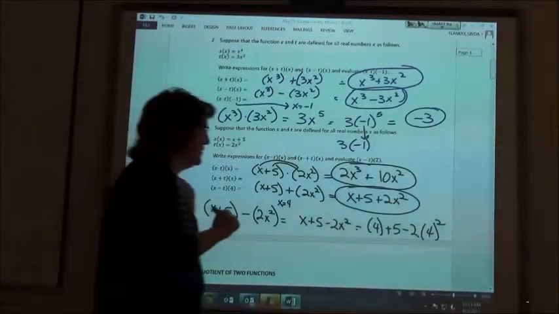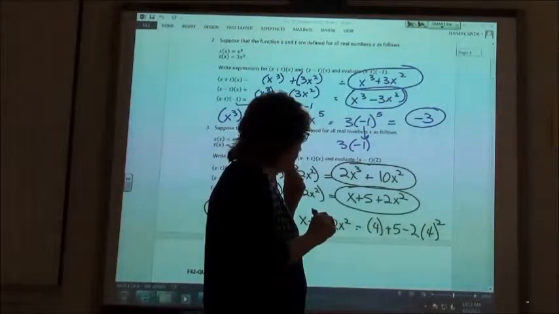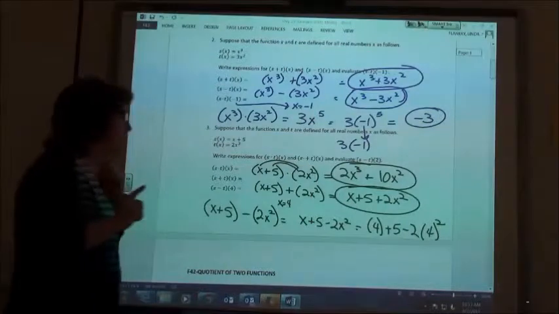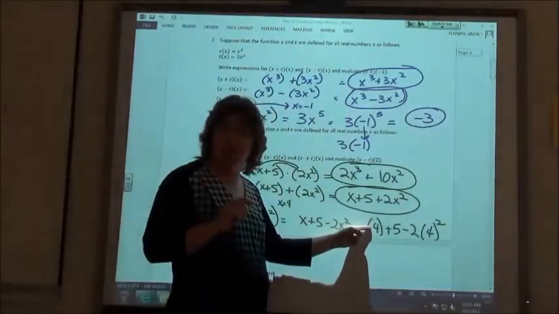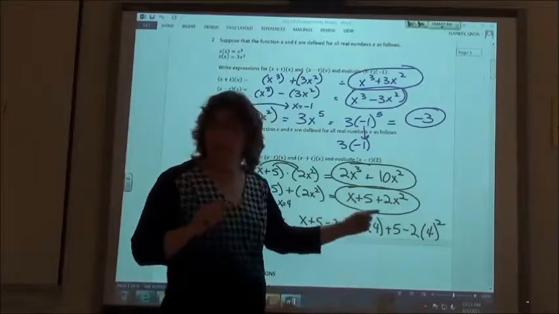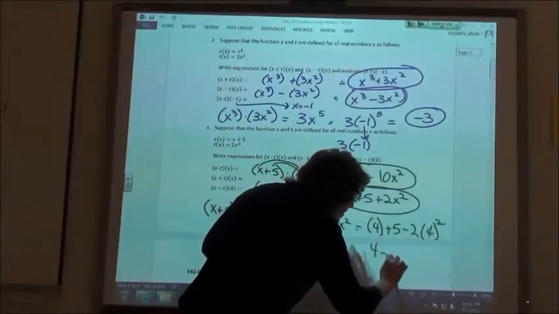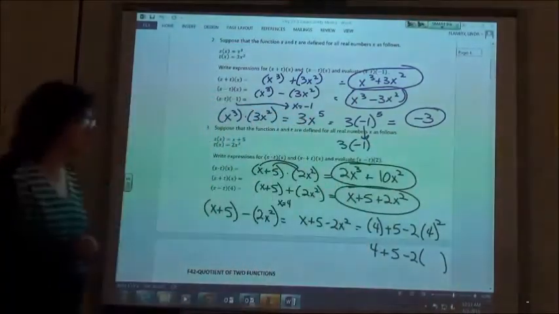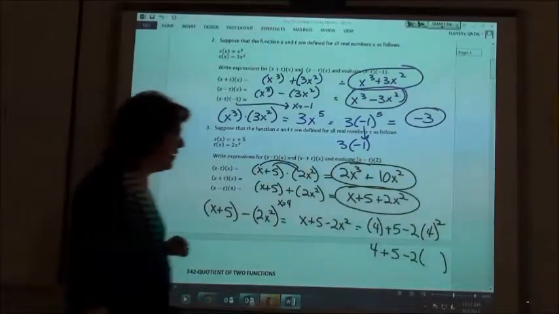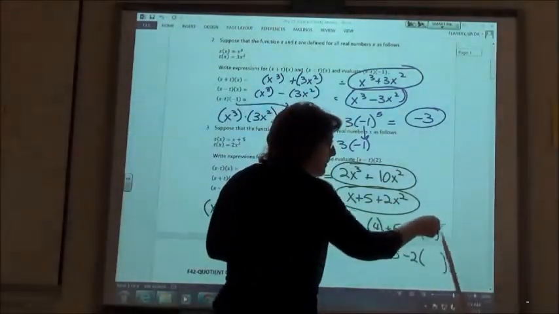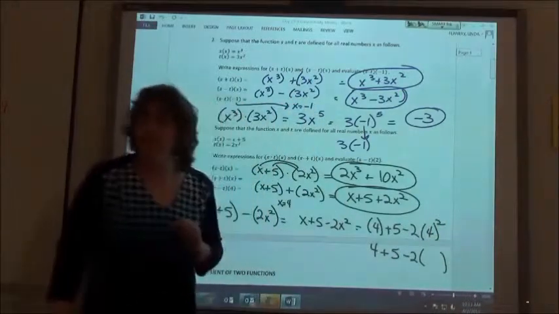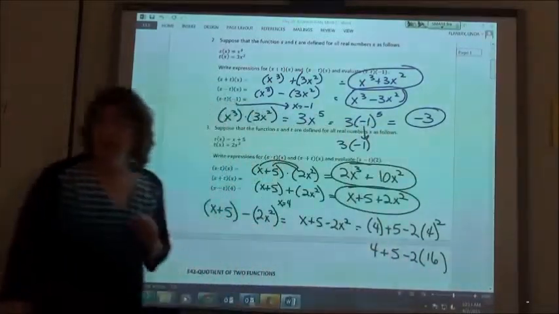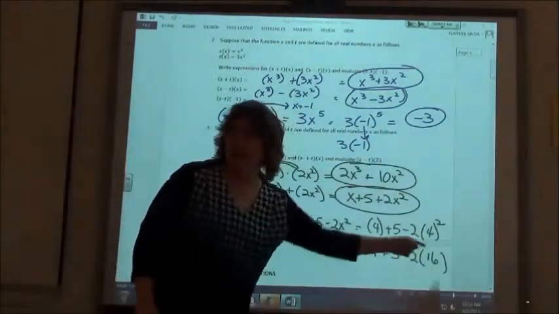Follow your order of operations. What do you have to do first? Here it's in parentheses, but I don't really need them, right? It's to the first power because there's no exponent. So that's just going to be 4 plus 5 minus 2, but here, what do I have to do with the 4? I have to square the 4 first, to the second power. 4 squared is 16, right?